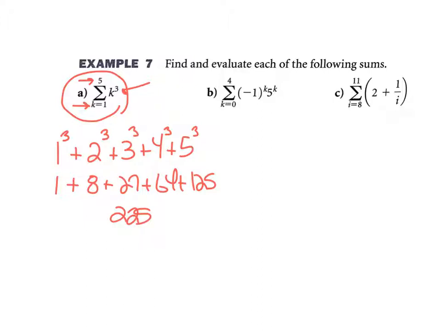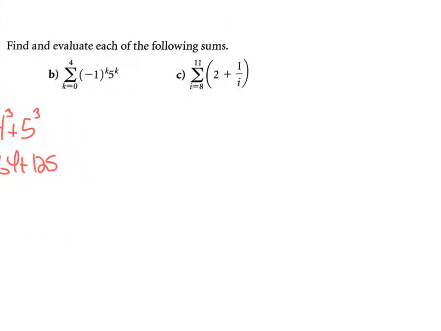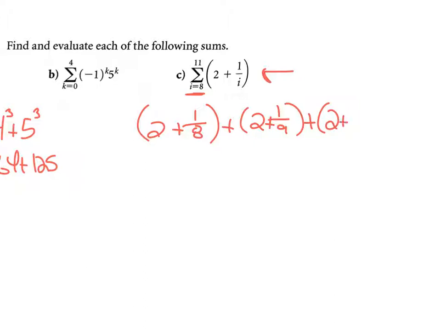Let's skip over to this last one over here, C, because it looks like it may be a little more difficult because it's got this fraction thing going on. So again, I'm going to start with the 8 and plug it in for the i. So it's going to be 2 plus 1/8. That's the first term. Plus, now I'm going to plug in a 9. 2 plus 1/9. Plus 2 plus 1/10. Plus 2 plus 1/11. I'm going to stop on the 11 again. The reason I'm stopping on the 11 is because it's the top number. Every time you get to the top number, make sure that you stop.